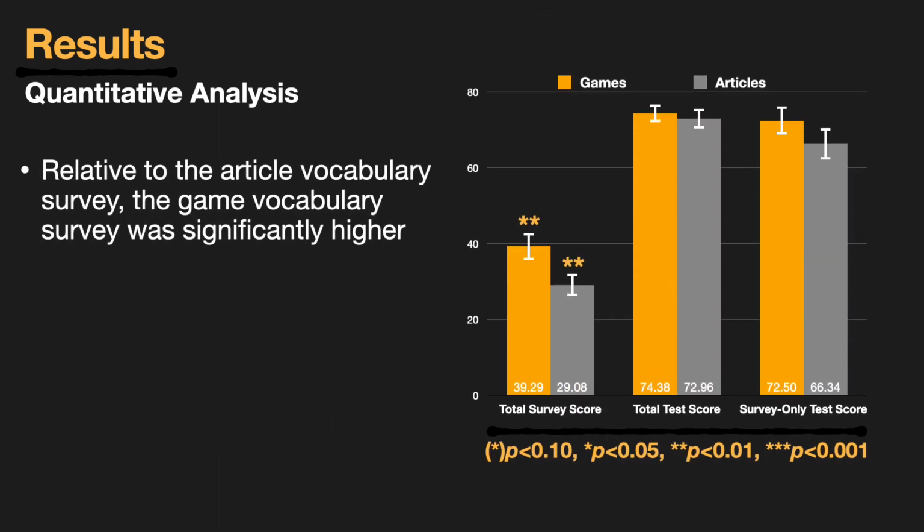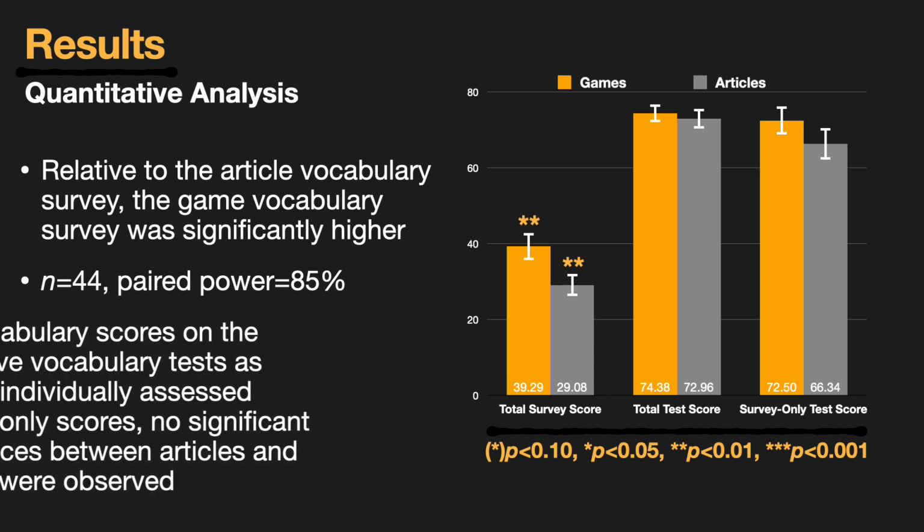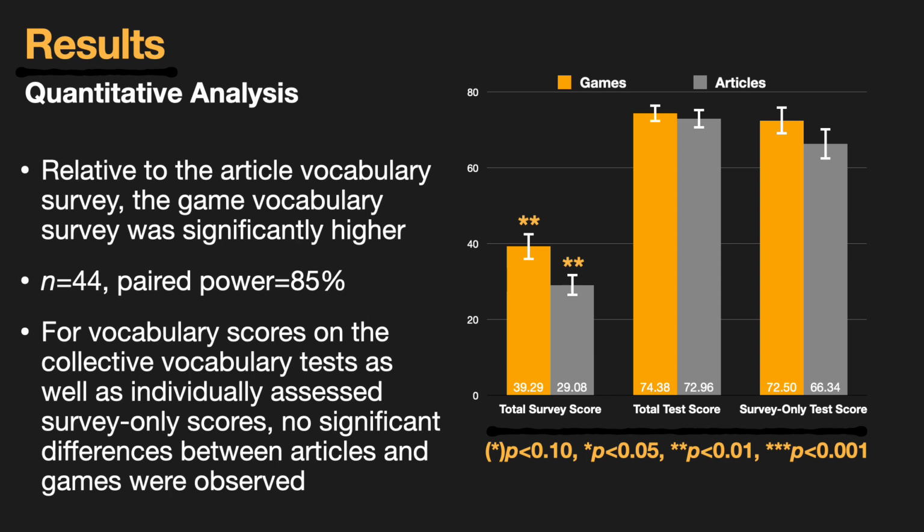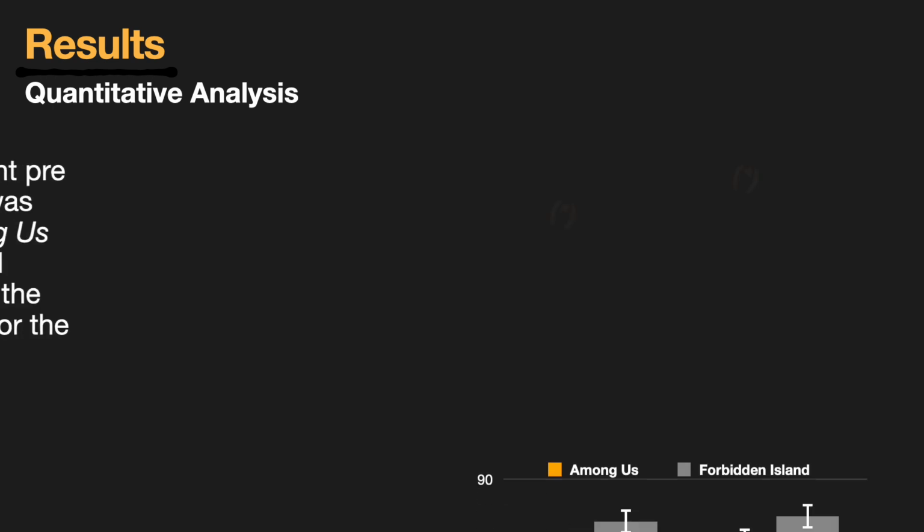The vocabulary survey scores for games were significantly higher than those for articles, with a p-value of less than 0.001 as measured by a paired two-tailed t-test. Power analysis also revealed that these results are statistically reliable. However, for the vocabulary tests on the collective whole, as well as individually assessed survey-only scores, no significant differences between articles and games were observed. This means that vocabulary growth from games and articles were approximately at the same level.